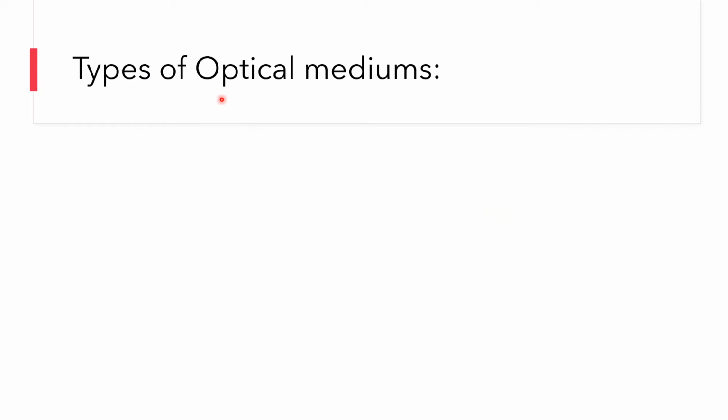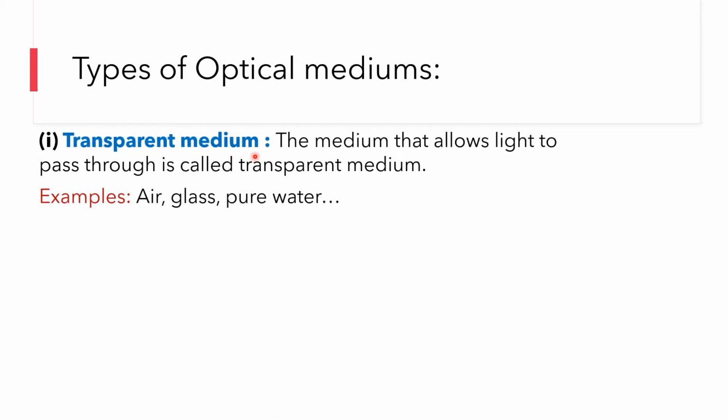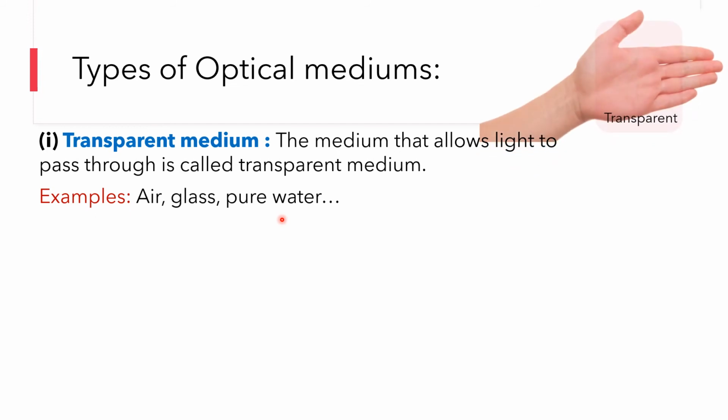Our next topic is optical medium. Optical medium means just a material through which light propagates. We have mainly three types of optical mediums. The first one is transparent medium. Transparent medium is the medium that allows light to pass through it. Example, air, glass, pure water, etc.